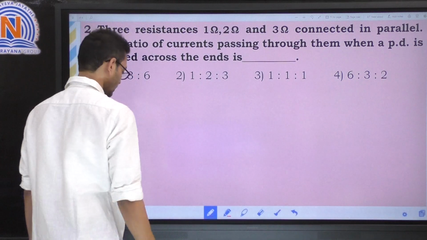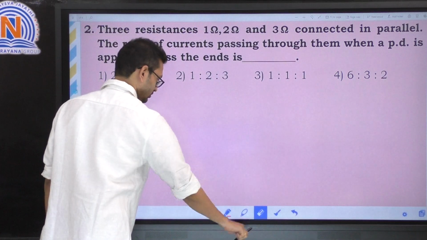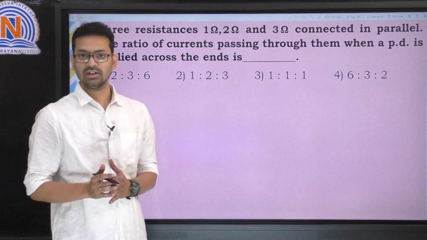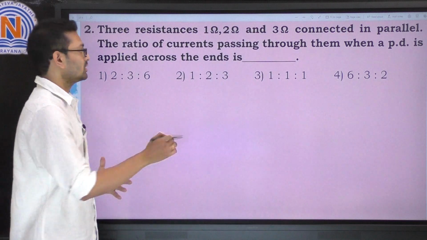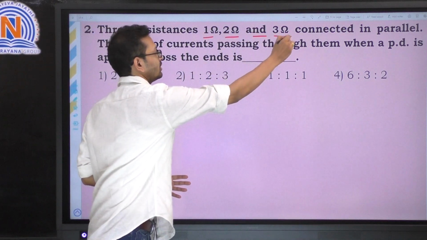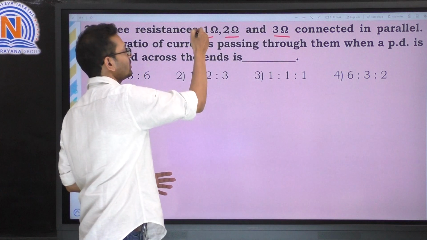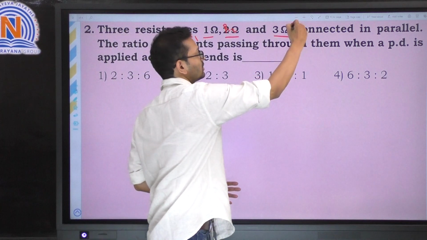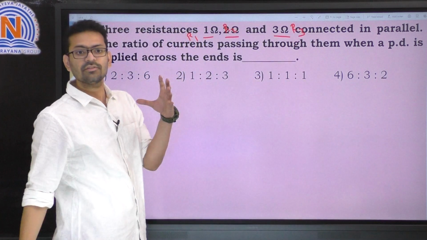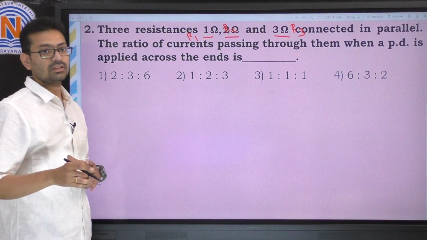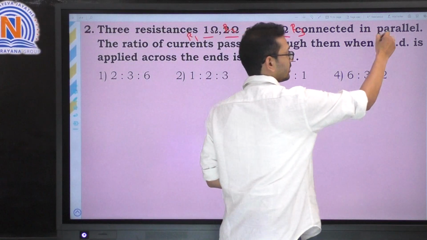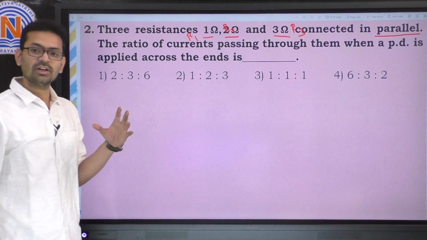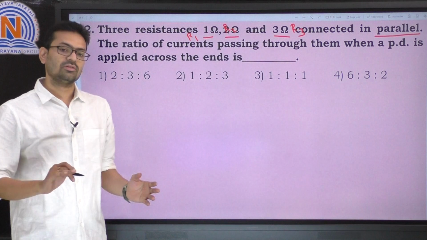Now here comes your second question. Three resistors are there, R1, R2, R3. Let us take this one as R1, R2, and this is R3. Now I am going to write it over here. This is R1, this is R2, this is R3. Now when we have 3 resistors and they are all connected in parallel, this is very important. The question is the ratio of currents passing through them when a potential difference is applied across the ends.